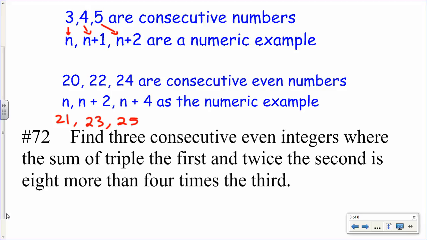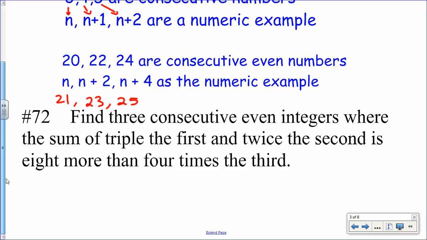Okay. Find 3 consecutive even integers. So after reading that first half sentence, I can write out my 3 even integers. So as n, and it's even, so the second one would be n plus 2. And then the third one would be n plus 4. So those are my 3 even integers.